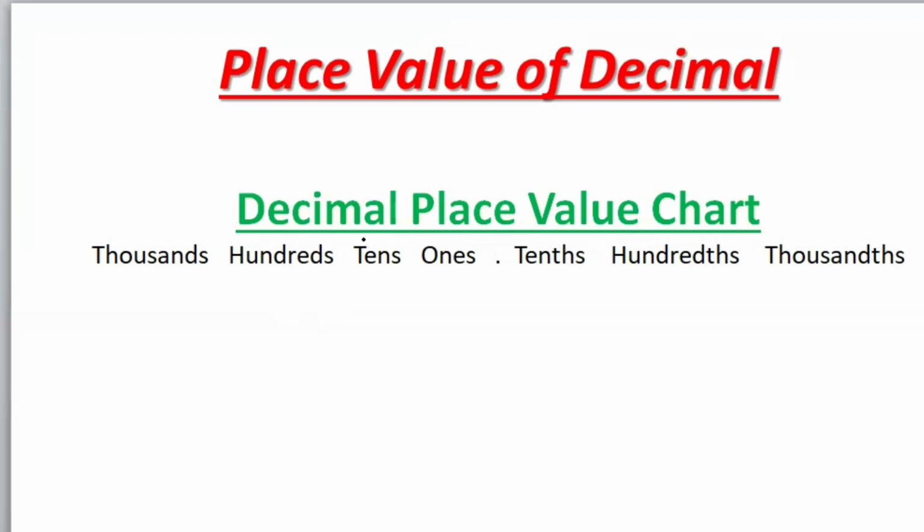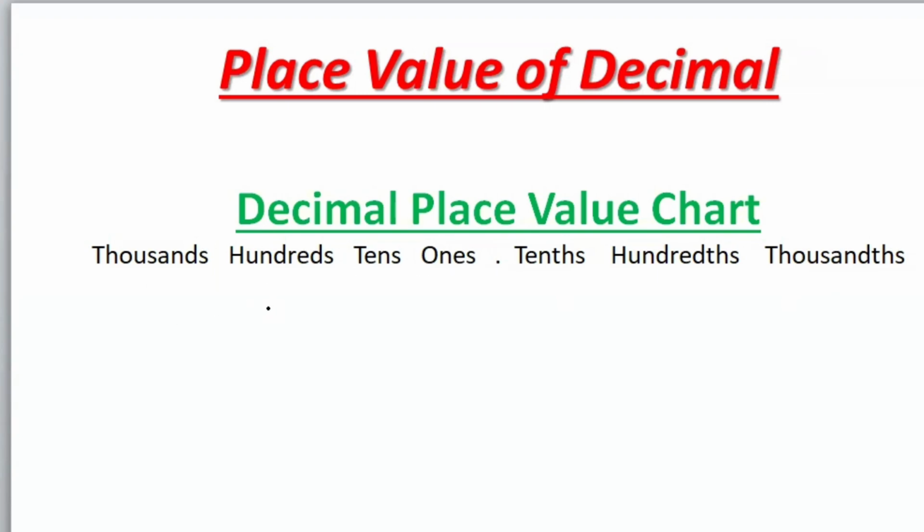So here we are learning about the decimal place value chart. See, this is the decimal place value chart. Can you find the decimal point, where it is? See, here it is. This is the point. So this is the decimal point, and on the right side of it is the decimal part. The decimal part, or you can say part of a whole, or the fractional part. On the left side of the decimal point are the whole numbers.